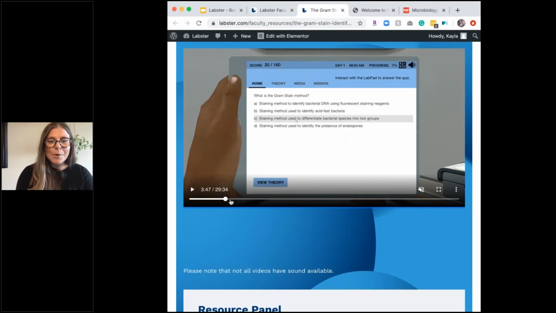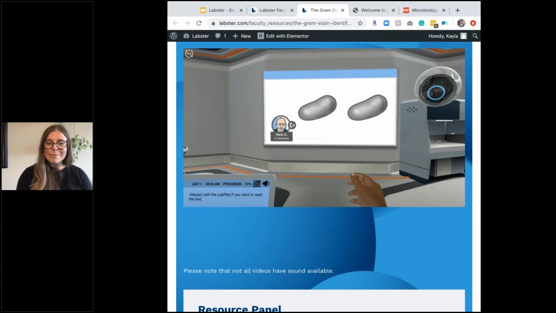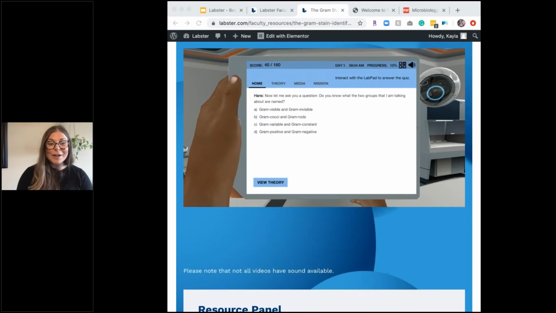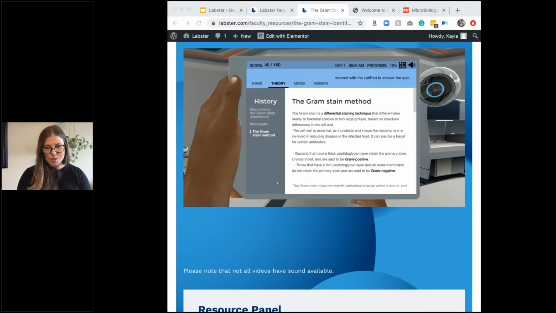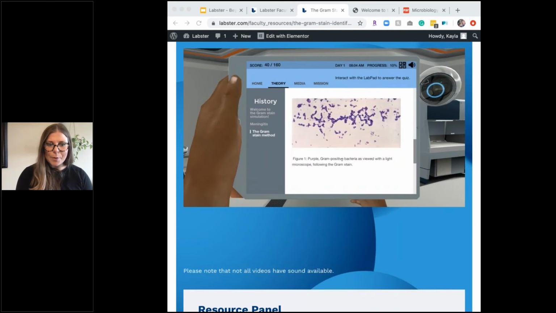During that time, we're actually going to go and have a conversation with Hans C. Graham, the creator of the Gram stain. He's going to be giving us a bit of background on why the Gram stain is important. We learned that the Gram stain was actually developed to help visualize bacteria in mammalian tissues. And as you can see, we're going to the theory.